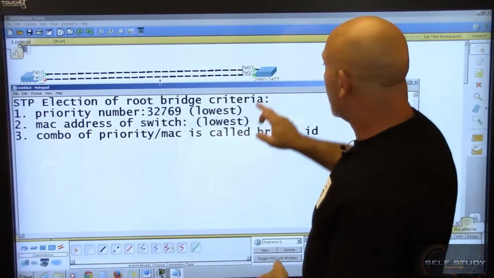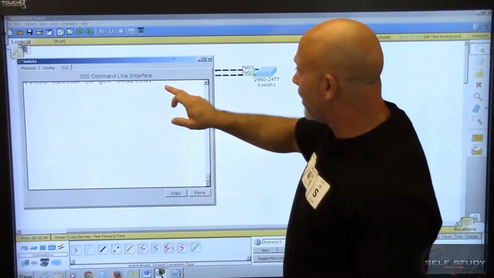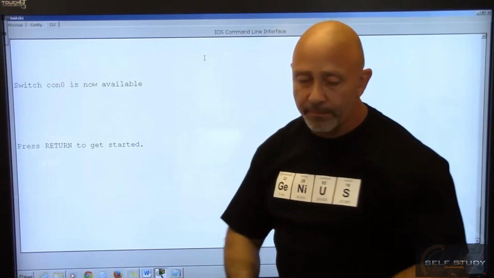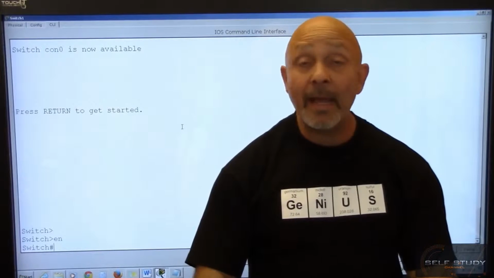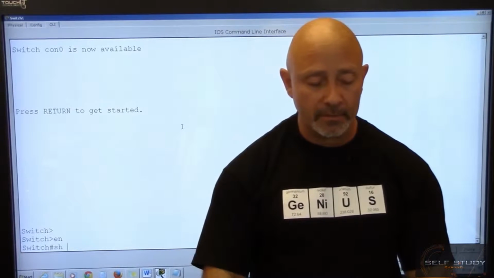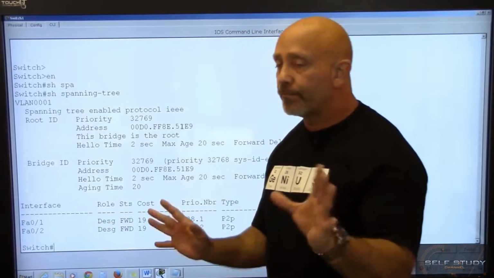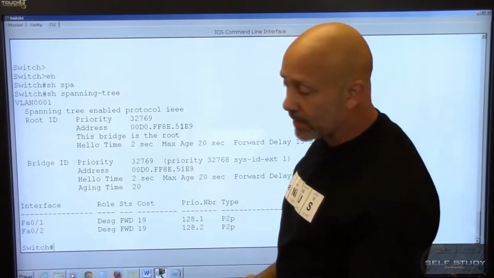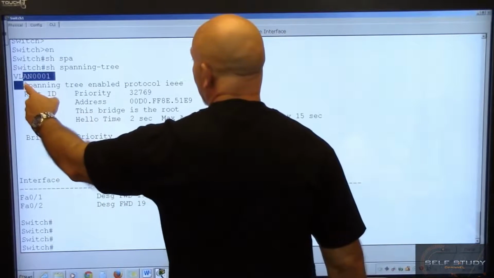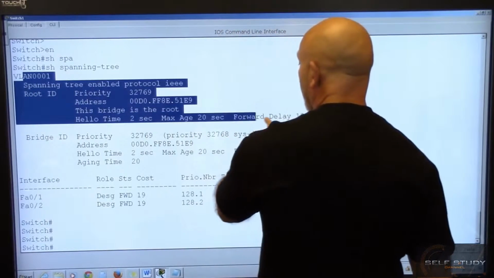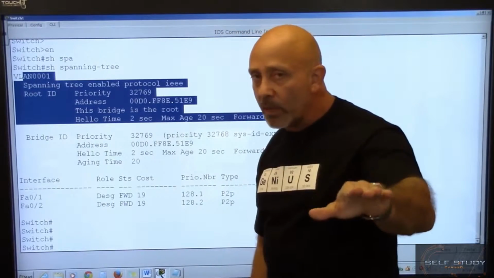Let's open up this one right here. Let's maximize the screen. Okay? Enable, and we know the command now: show spanning tree, correct? Show spanning tree. Now, one thing that we didn't talk about in the previous lesson, I didn't want to get too much into detail. This portion of it right here doesn't matter what switch you're in. Does not matter what switch you're in.